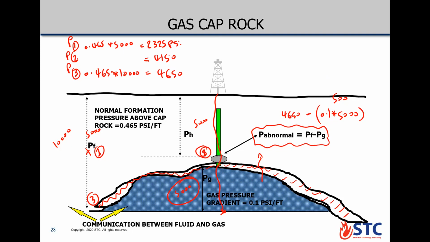Let's imagine point number 1 is at the same depth as point number 2. For the abnormally pressured formation, we have 4,150. For the normal one, we have 2,325. So let's look at the difference between the two pressures. At point number 2, it will be abnormally pressured, so we have roughly double the normal pressure. So if you drill a well in this area, you're going to find an abnormally pressured formation, and you're going to have a kick. You will be in an underbalanced situation.